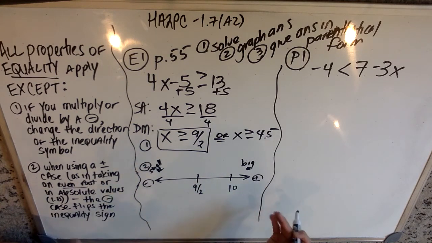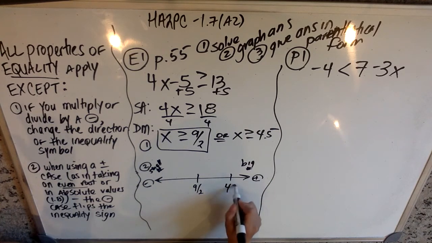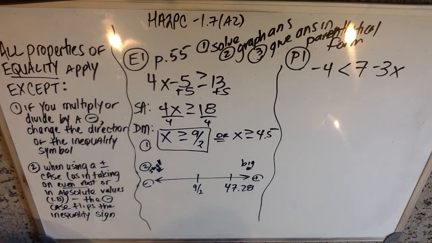Now, did you have to put a 10 on there? No. Could you have put a 47.28? Totally, I don't care. Because again, 47.28 is a bigger number than 9/2. Great. I don't care if you always want to pick your favorite number, right? If your favorite number in the whole world is pi, about a 3. So, hey, look, there's pi, right?